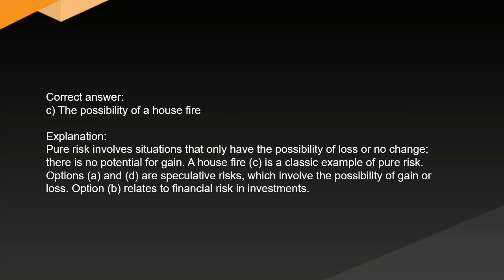Correct answer. C. The possibility of a house fire. Explanation. Pure risk involves situations that only have the possibility of loss or no change. There is no potential for gain. A house fire, C, is a classic example of pure risk. Options A and D are speculative risks, which involve the possibility of gain or loss. Option B relates to financial risk in investments.